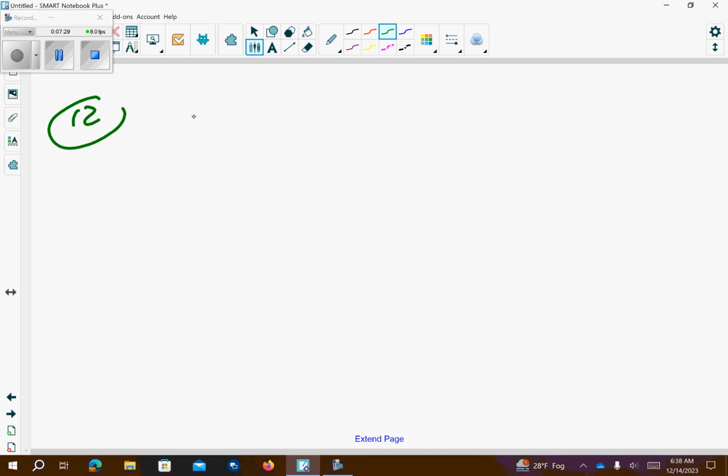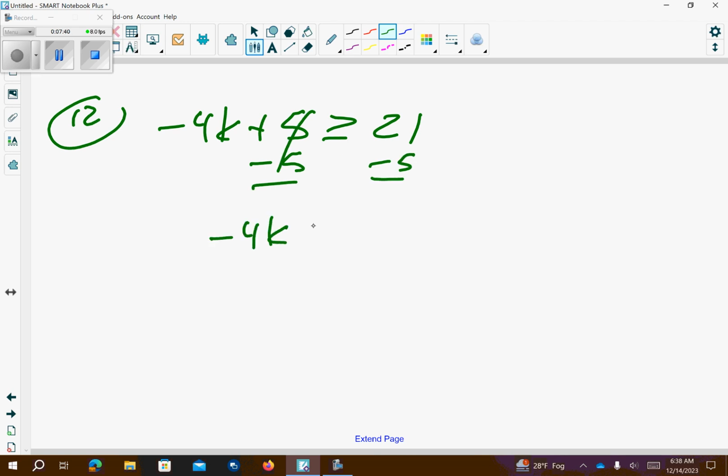Number 12, I get negative 4k plus 5 is greater than or equal to 21. Let's subtract 5 from both sides, excuse me. So negative 4k is greater than 21 minus 5, which is 16. I'm going to divide both sides by negative 4. And if I do that, remember when you divide or multiply to get the letter by itself, the inequality sign flips the other way, and then 16 divided by negative 4 is negative 4.